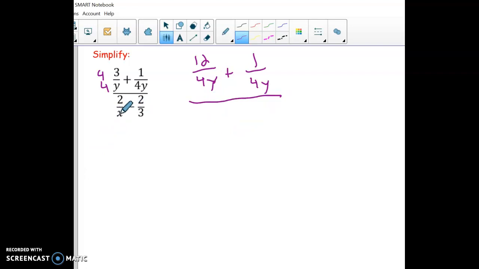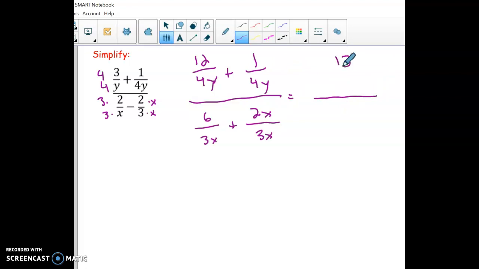The denominator, I'm basically going to multiply the two existing. So take this one times 3 and this one times x, and then they'll both be 3x denominators. So I'll have 6 over 3x and then 2x over 3x. Okay, now we can actually add.